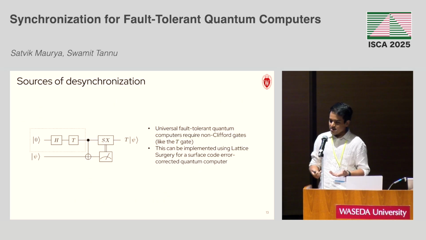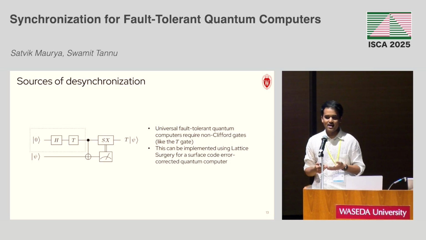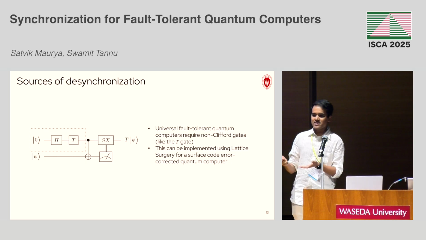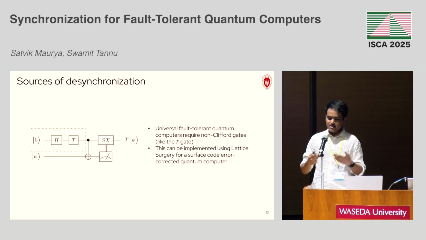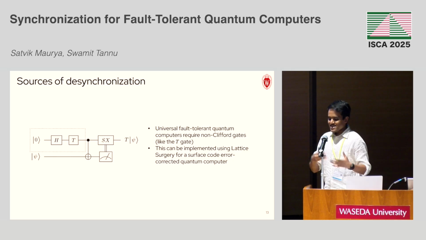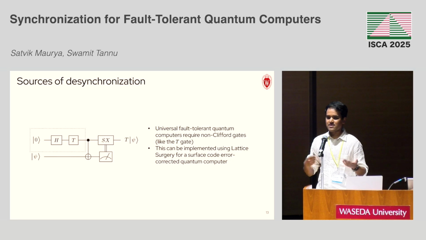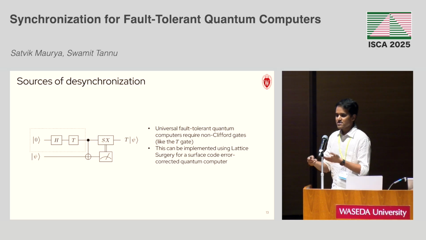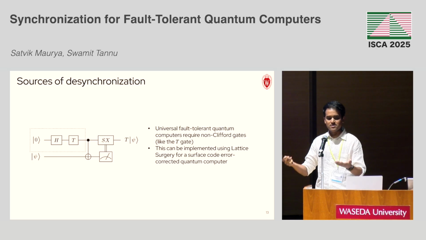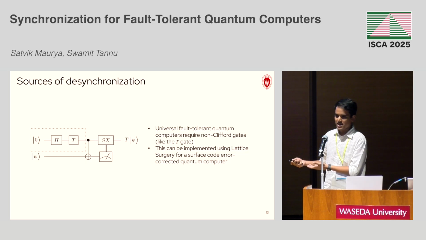So there are many sources of desynchronization. I unfortunately do not have the time to go through all of them, but I will focus on the most compelling reason. In a universal fault-tolerant quantum computer, we need these resources known as non-Clifford states, or commonly known as magic states. A dedicated region of the quantum computer would be producing these non-Clifford or magic states at any given point of time. Once they are produced, they can be consumed by your algorithm, by your program, using lattice surgery. So that's the context of why I've been talking about lattice surgery.